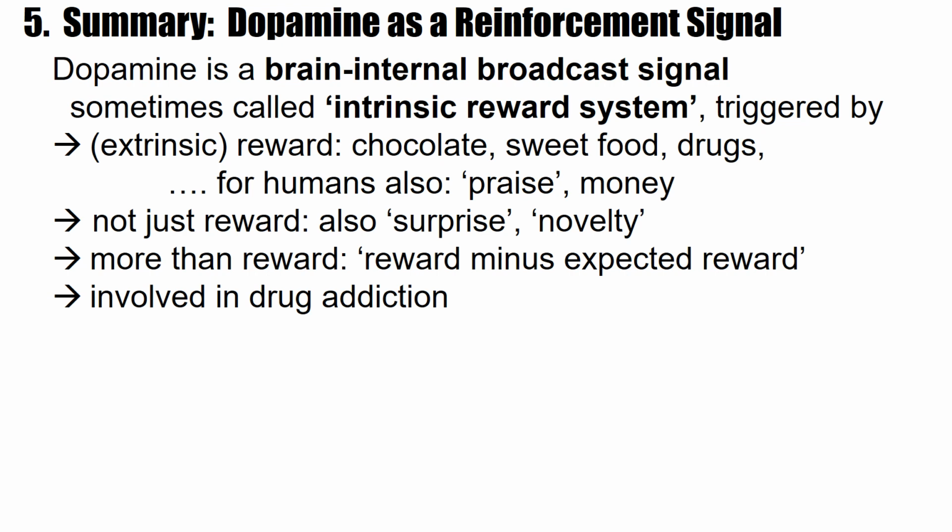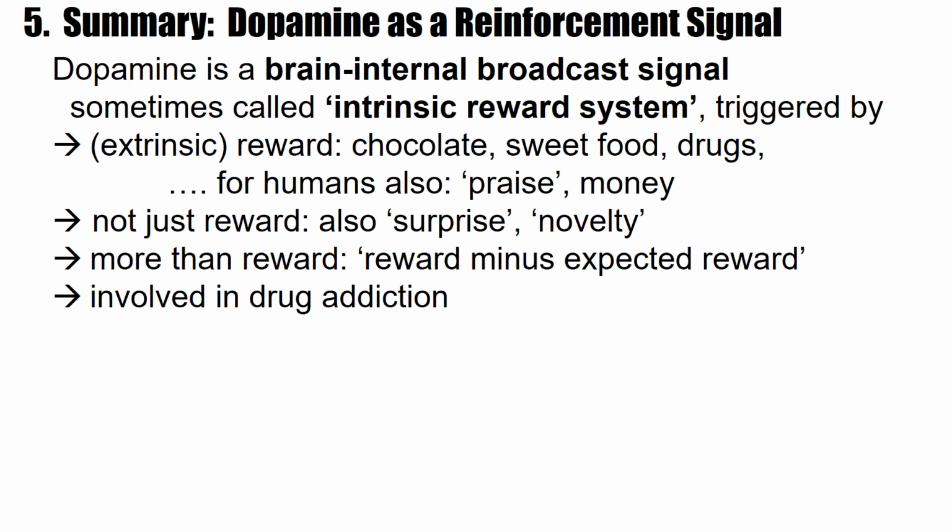So dopamine is a brain internal broadcast signal. It's not the reward. It's more like an intrinsic reward system. The first chocolate in your life tastes good and is learned to be a reward. And later just the sight of chocolate might trigger this intrinsic reward system. So extrinsic rewards are chocolate, sweet food, some drugs, for humans also praise and money. And this is transformed into intrinsic reward signal. Dopamine is generated by the brain.